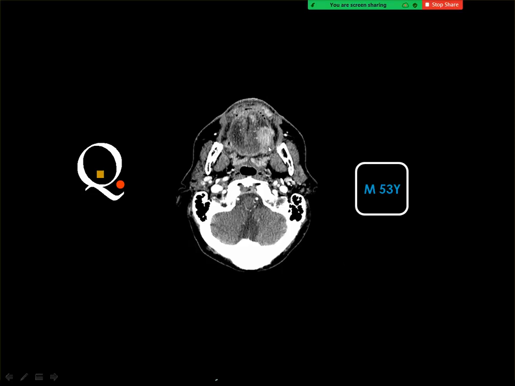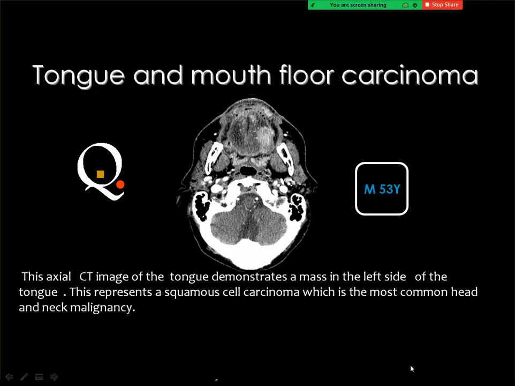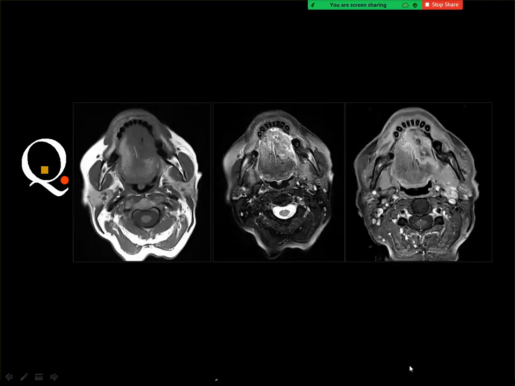Then in carcinoma, you should say carefully that the lesion is not crossing in the midline, because the extension across the midline will make the lesion inoperable. And also, you look carefully for metastatic lymph nodes in the remaining images if you have. Yes, this patient had an MRI of the tongue, T1 weighted image, T2 weighted image, and T1 post contrast.